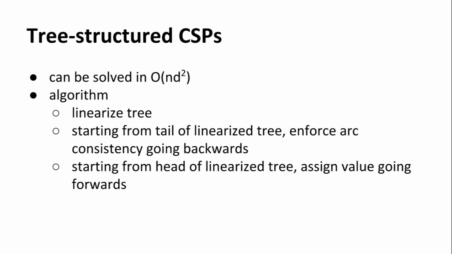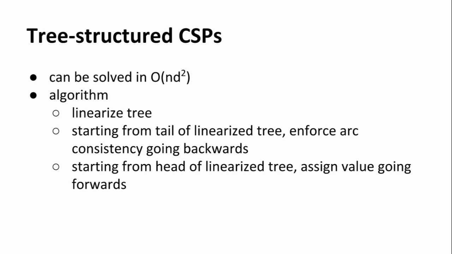So first we want to linearize our tree. Then starting from the tail of the tree, we're going to enforce arc consistency going backwards. So that is, we're going to enforce arc consistency from the tail to the head. And then we can assign values from the head of our tree to the tail. So we're going to do arc consistency going backwards, and then we're going to assign values going forwards. And if we do this, we're guaranteed that we will never have to backtrack.